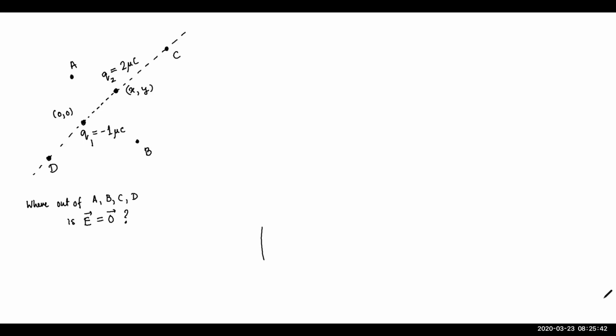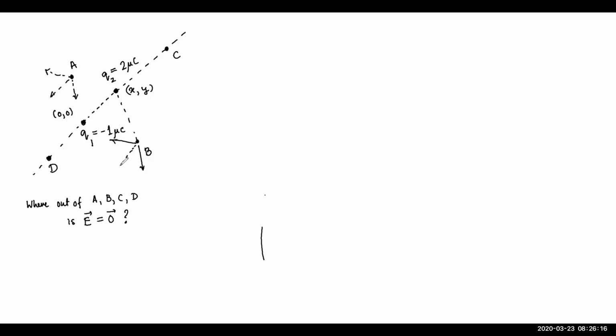So if I wanted to figure out the electric field, A and B are the easiest to see. At A, if I wanted to find the electric field, well, this 2 microcoulomb charge is going to push, the 1 microcoulomb charge is going to pull, so the resultant is probably going to be somewhere in the middle. So it's always going to be a vector with non-zero magnitude. Similarly at B, the 2 microcoulomb is going to push, the 1 microcoulomb is going to pull, and so the resultant is going to be somewhere in the middle.